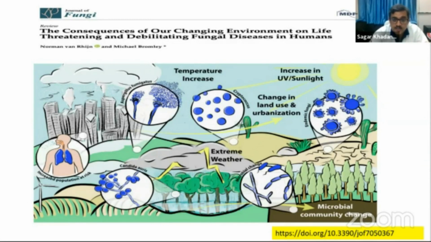And second, the change in environment: global warming, deforestation and all. So both the environment and the change in host parameters are responsible for the increase in systemic and opportunistic infections over the last couple of years.